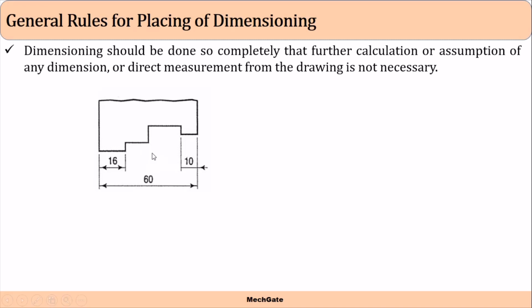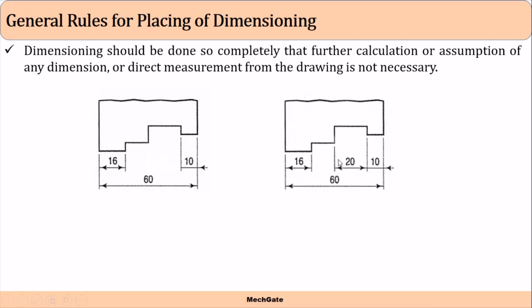So this kind of assumptions should be avoided in drawing. Instead of that, this is the complete way of dimensioning, right? So this feature is 20, 10, 16 and total is 60 millimeter. So out of that we can find out this length of this object. So this way we should avoid assumption in drawing.